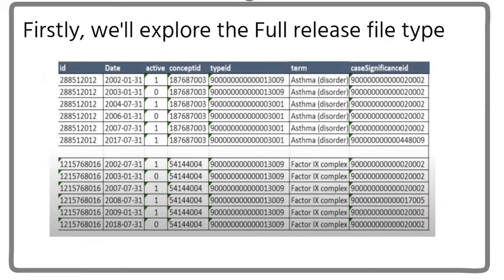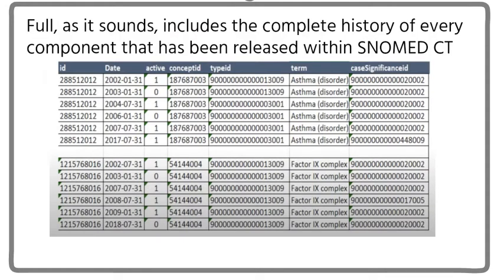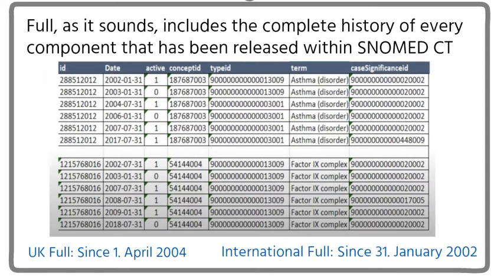Firstly, we'll explore the full release file type. Full, as it sounds, includes the complete history of every component that has been released in SNOMED CT. In the UK, this is since the 1st of April 2004, and internationally since the 31st of January 2002.